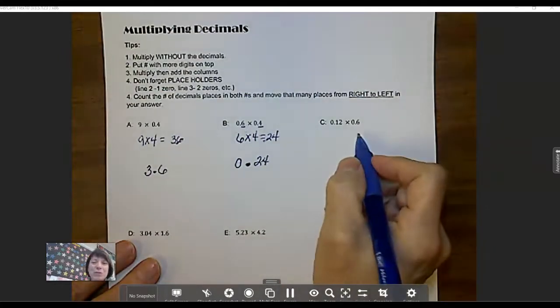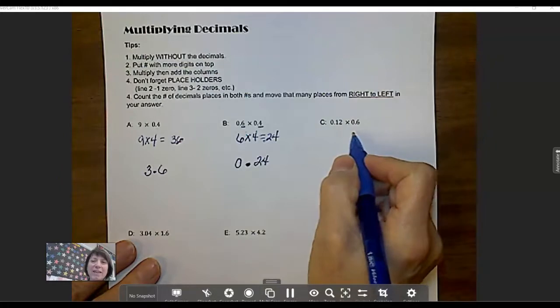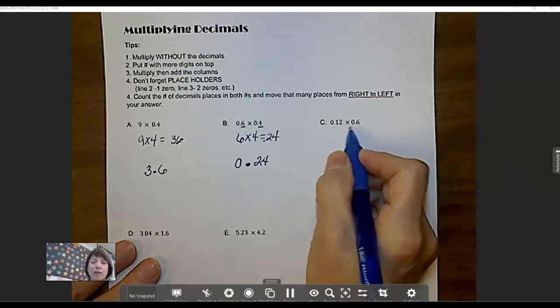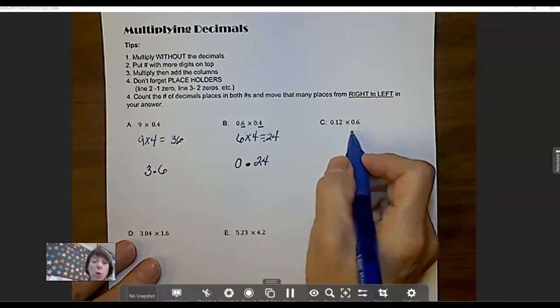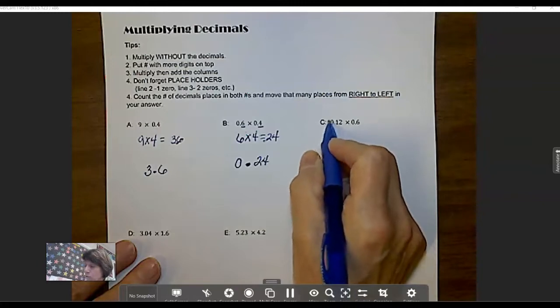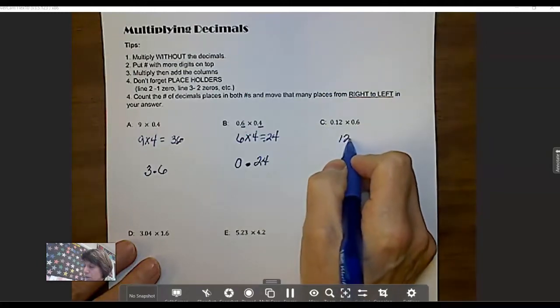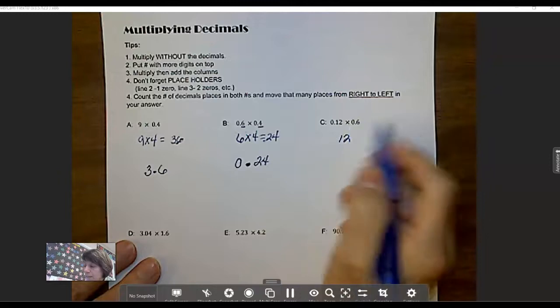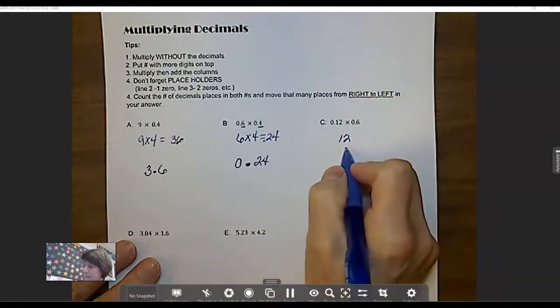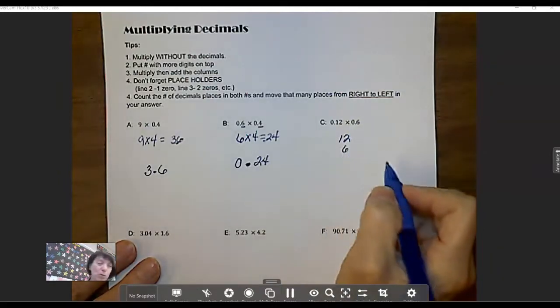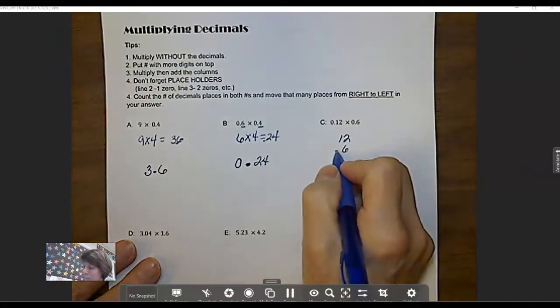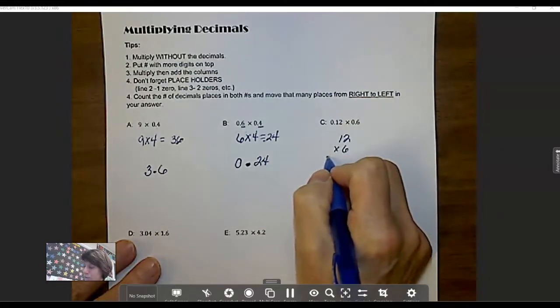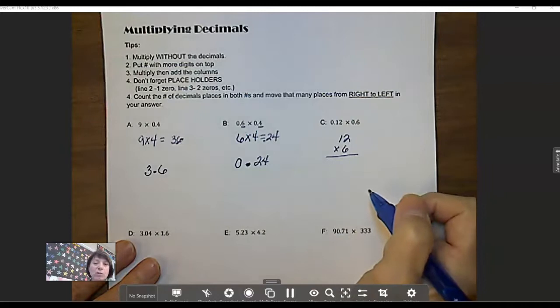Okay, now the problems are going to get just a little more complicated. Again, we're going to multiply just as if these were whole numbers. So I'm going to ignore that first 0 and make this 12. I'm going to ignore that 0 in front of the 6/10 and make this 6. And maybe you already know 12 times 6. That could be one of your basic facts, but if you don't, here's a reminder about how to multiply.